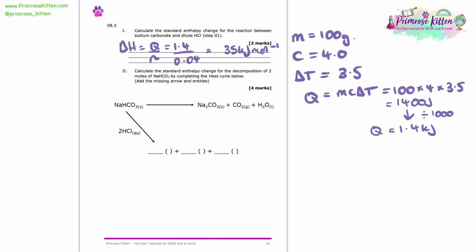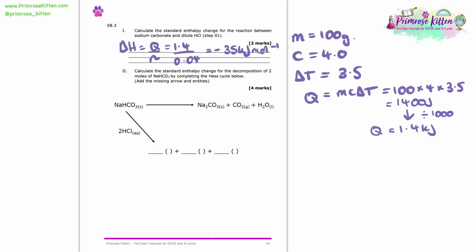And the final check to always do with these questions is: is this an endothermic or an exothermic reaction? So here, because we're told that the temperature increases, that means that we have an exothermic reaction, which means that we're going to have a negative sign for our enthalpy change. So the enthalpy change is actually minus 35 kilojoules per mole.